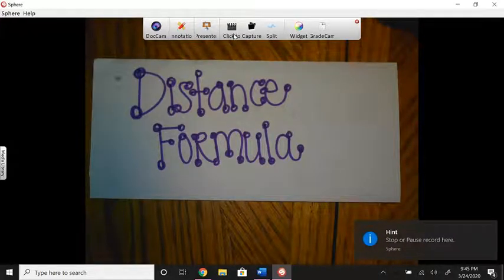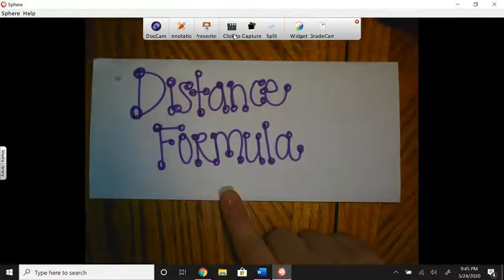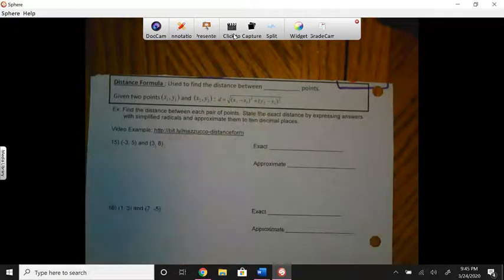This video will go over how to find the distance between 2 points using the distance formula. The distance formula is used to find the distance between 2 points.